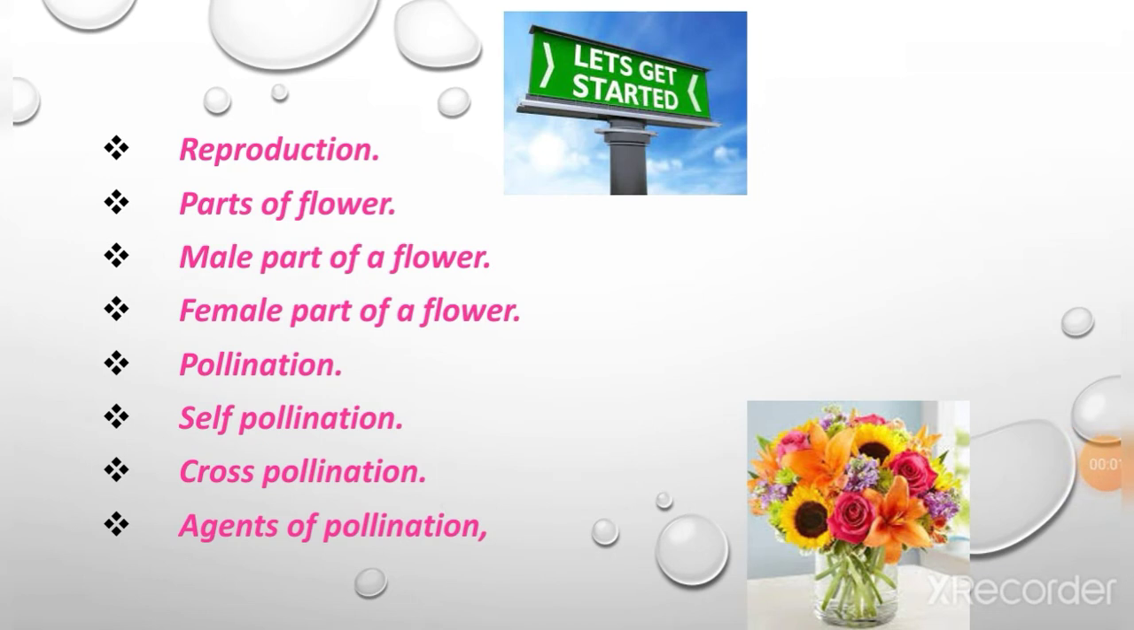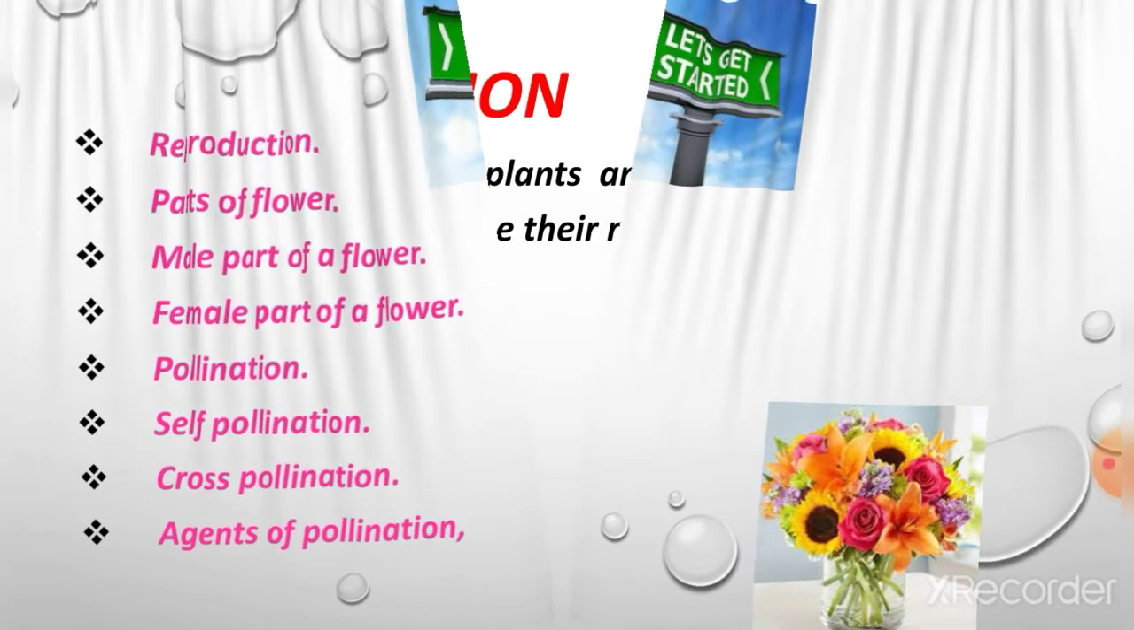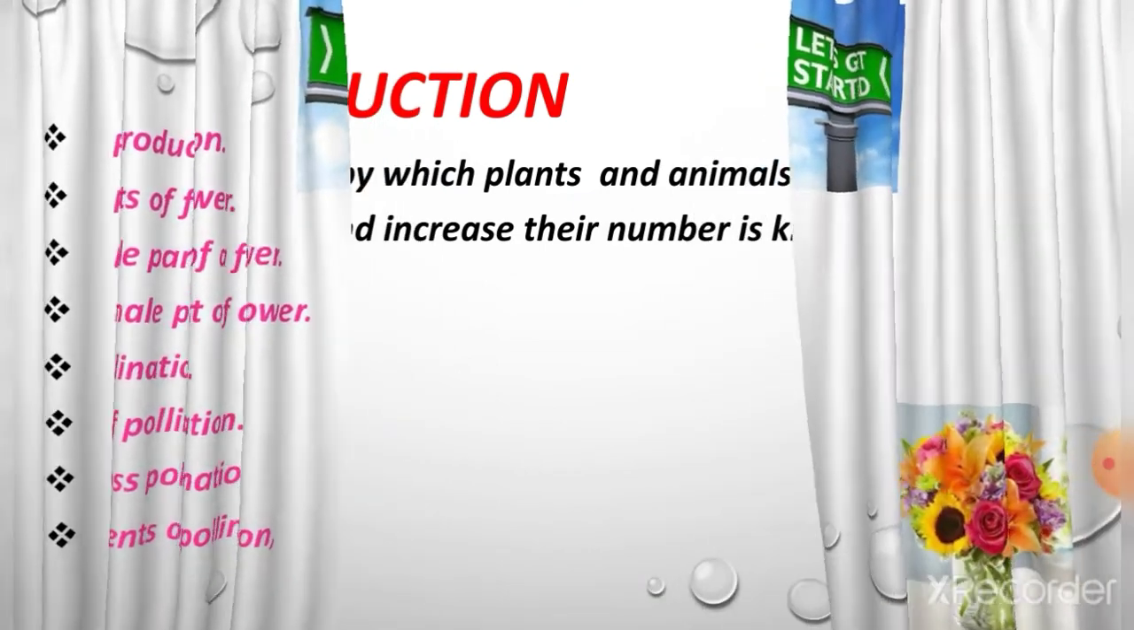In today's class, we are going to discuss reproduction, parts of a flower, the male part of a flower, the female part of a flower, pollination, self-pollination, cross-pollination, and agents of pollination. Let us discuss one by one.